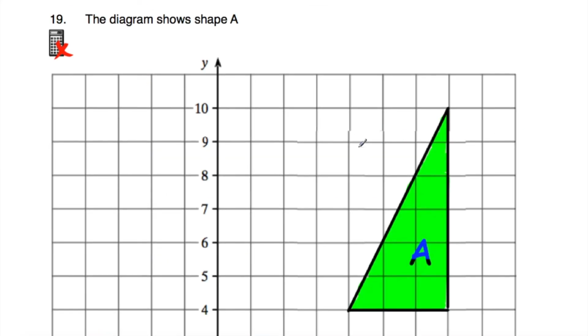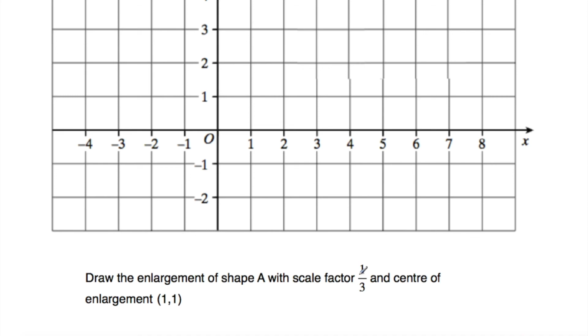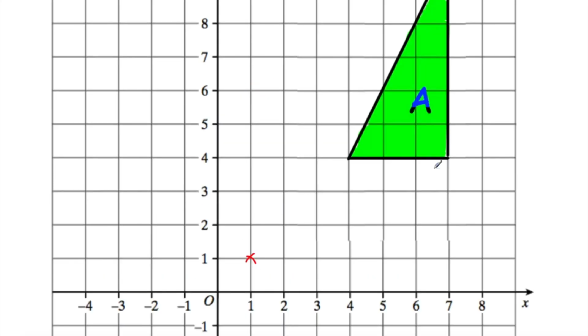Question number 19 says the diagram shows shape A, so this right angle triangle is shape A, and then we're told to draw an enlargement of A using a scale factor of 1/3. This is going to become 1/3 of the size with center of enlargement 1, 1. So the center of enlargement is 1, 1, which would be there. So that's where the center of enlargement would be.